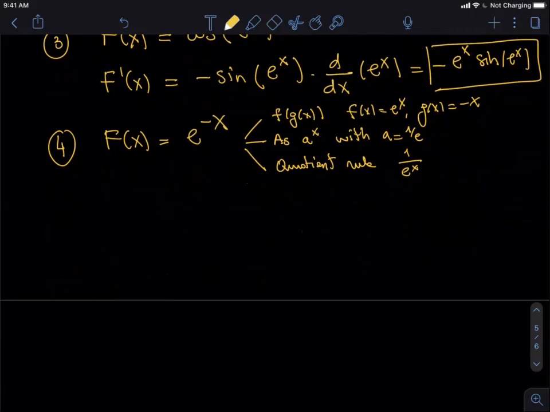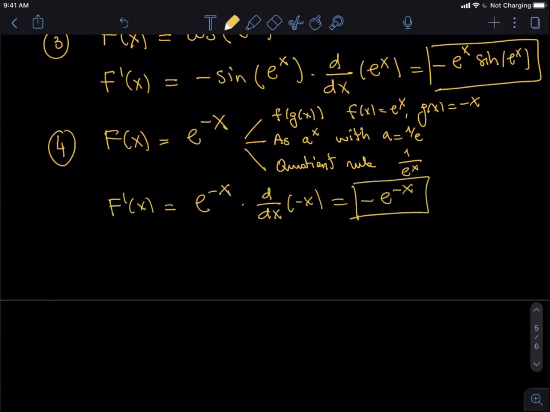Okay, so in this case we can do f prime of x, which is the derivative of the exponential, which is itself, times the derivative of negative x, which is negative 1. So minus exponential of minus x.